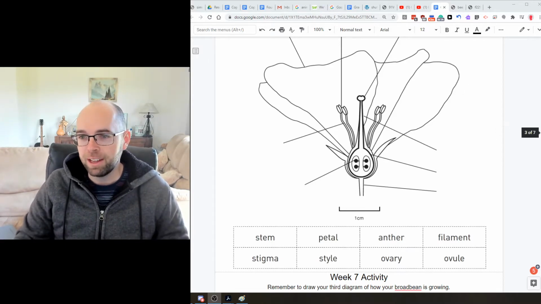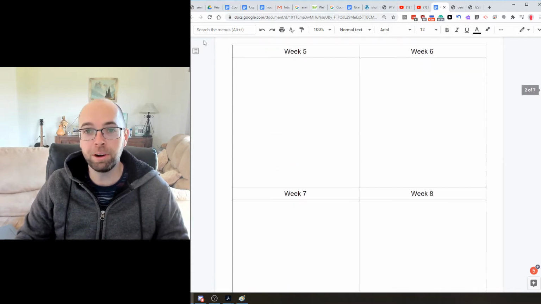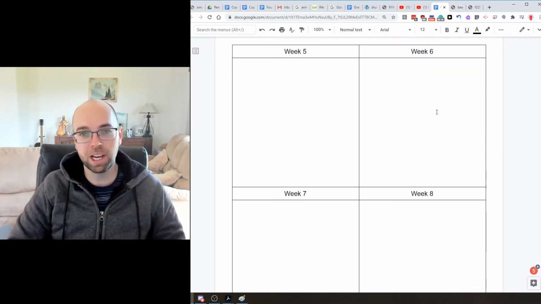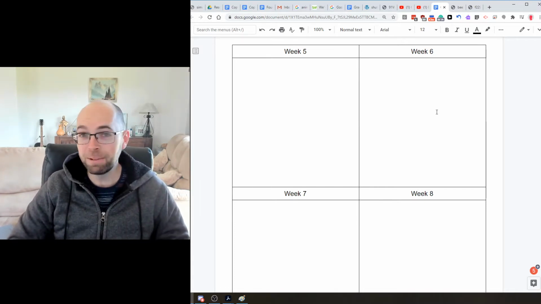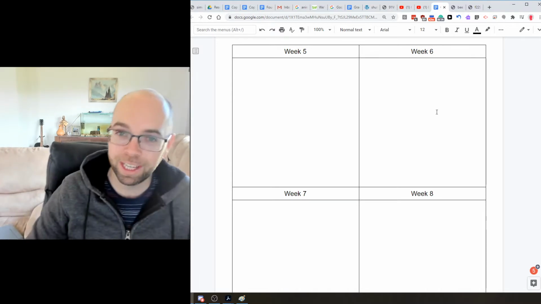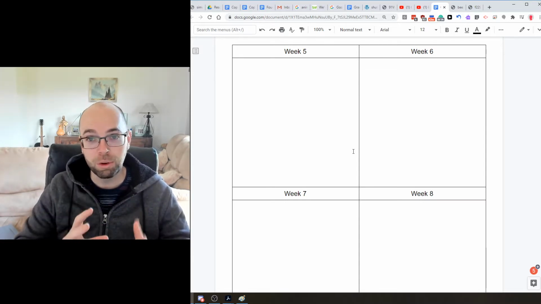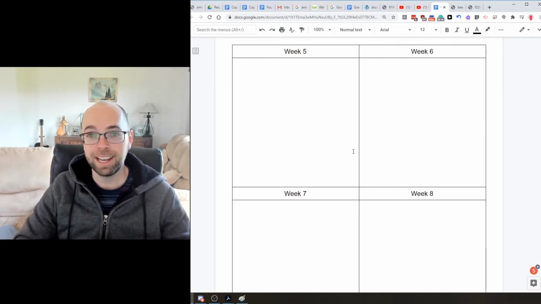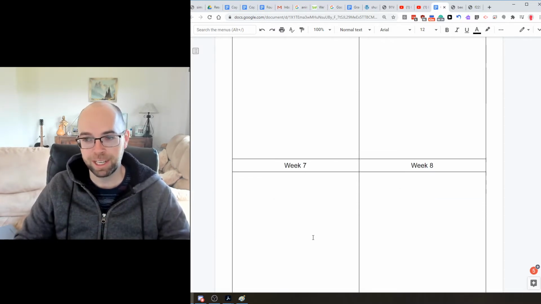So boys and girls, for starters, your first job is to chart the growth of how your broad bean is going. Hopefully some of your broad beans are still growing. Some of them I have seen have stopped growing, having been broken or damaged. But if yours isn't working, no troubles. I'm going to put a picture of mine up and you can just chart my one. But if yours is still going strong, then draw the new picture of it and make sure you label it and do a nice careful drawing again. This is our week 7, so you'll be drawing it here.